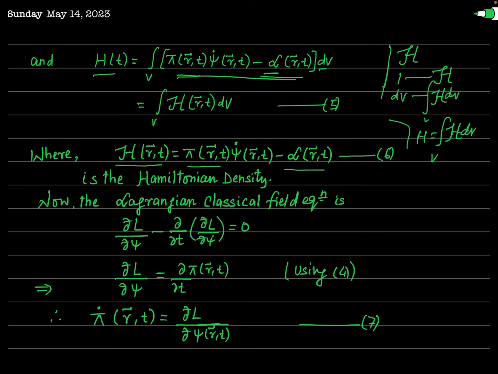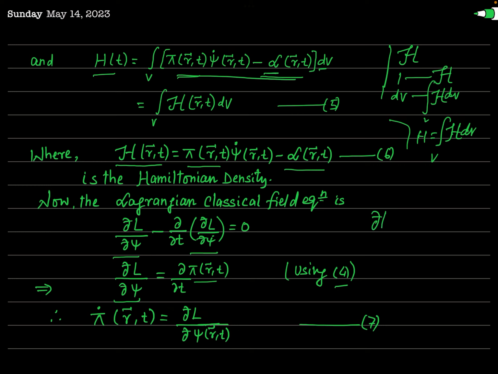Now you have studied in the previous lecture the classical field equation, which is just in terms of the Lagrangian of the field, and that is analogous to the Euler-Lagrange equation. You have seen that the classical field equation is given like this: the functional partial derivative of L with respect to psi minus del t of the functional partial derivative of L with respect to psi dot equals 0. Therefore you can write that the functional derivative of L with respect to psi is equal to del t pi of r,t.